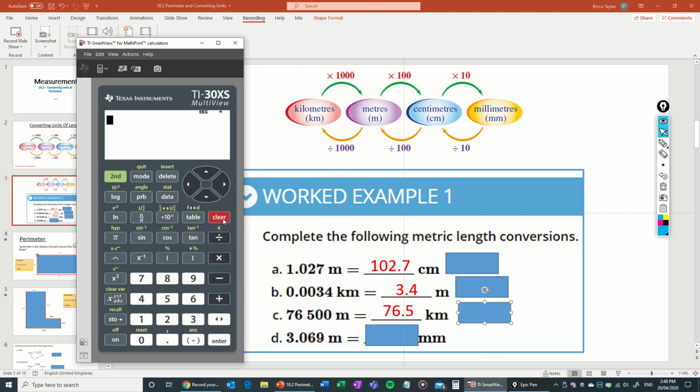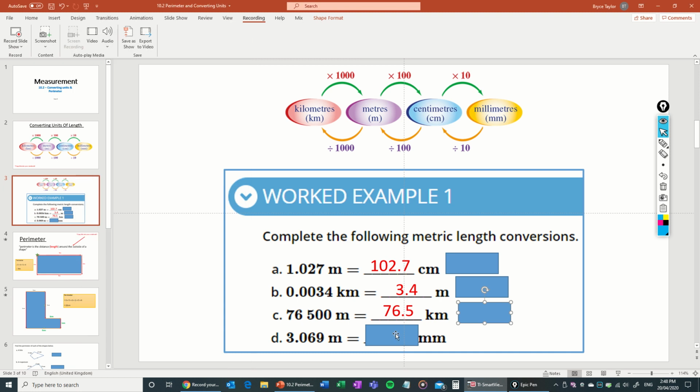And the last one, part D, 3.069 meters into millimeters. So we're going two steps here. We're going meters into millimeters. So we're going to have to just do both of these operations. We can do them together. So times 100 and then times 10 to get from meters to centimeters, centimeters to millimeters. We end up with 3069 millimeters.